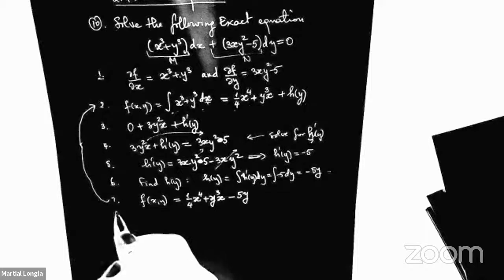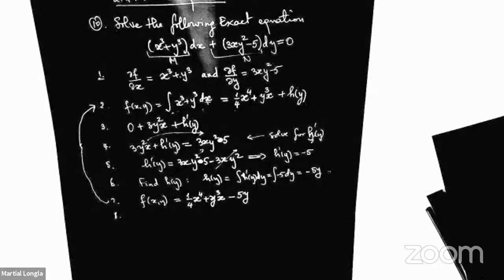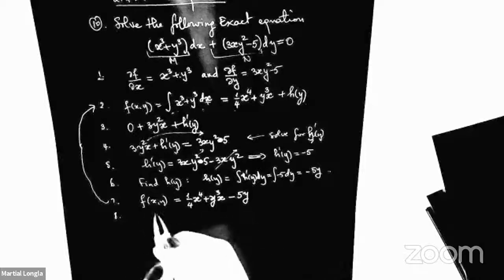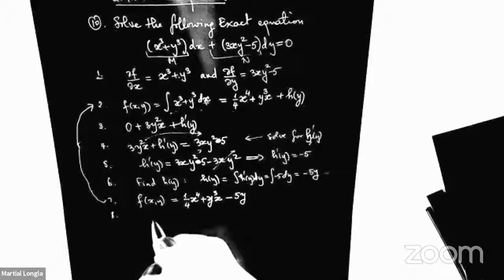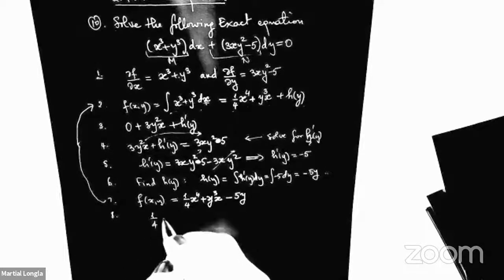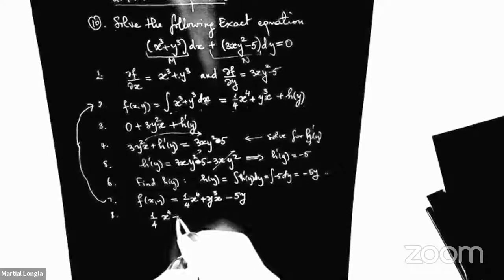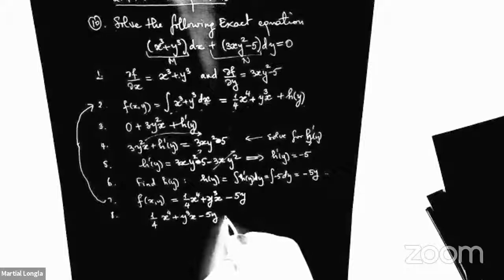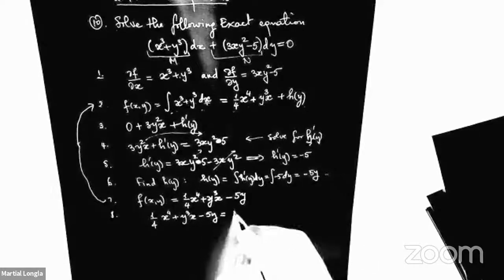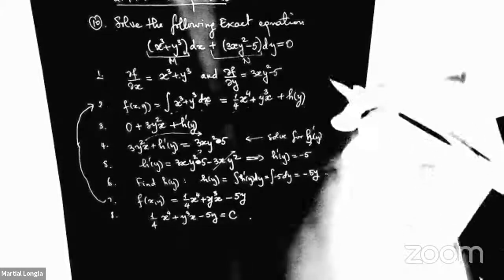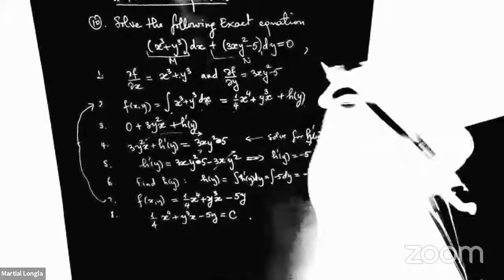And then we go on to step 8. What do we do on step 8, Charlie? You set it equal to the constant. Set it equal to the constant. Thank you. So here we go: 1/4 x to the fourth plus y cubed x minus 5y equals c. Now, let me put something that I didn't write at the beginning right here.